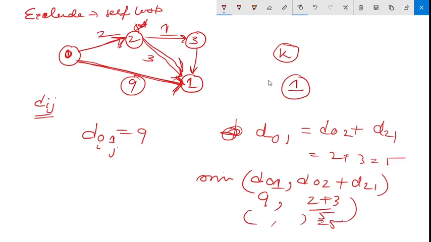Okay. So this is there. Similarly, if you allow vertex 2, it is this.